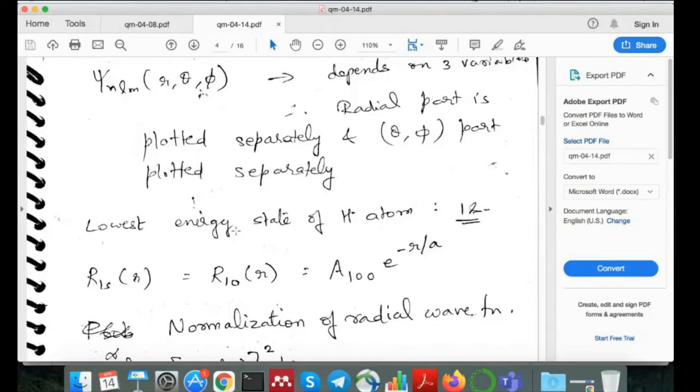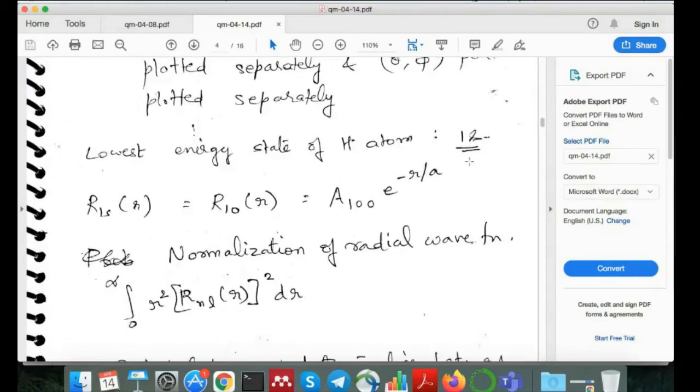So let's look at the lowest energy level. The lowest energy level is R1s, right? S means that L is 0 and 1 means that N is equal to 1. So R10 of r is proportional to e power minus r by a. So this is an exponential function.